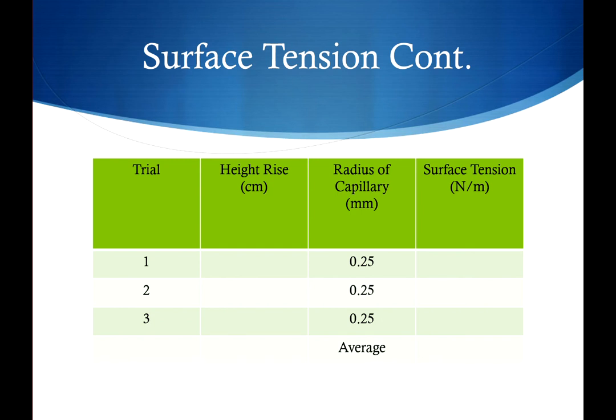And here we have the table that we will be using in our experiment lab in order to record our attempts. So we have 3 trials, and we should get the height rise of the capillary tube, which is the difference in the distance between the 2 water levels. We do it 3 times, obtain the surface tension, and perform an average.